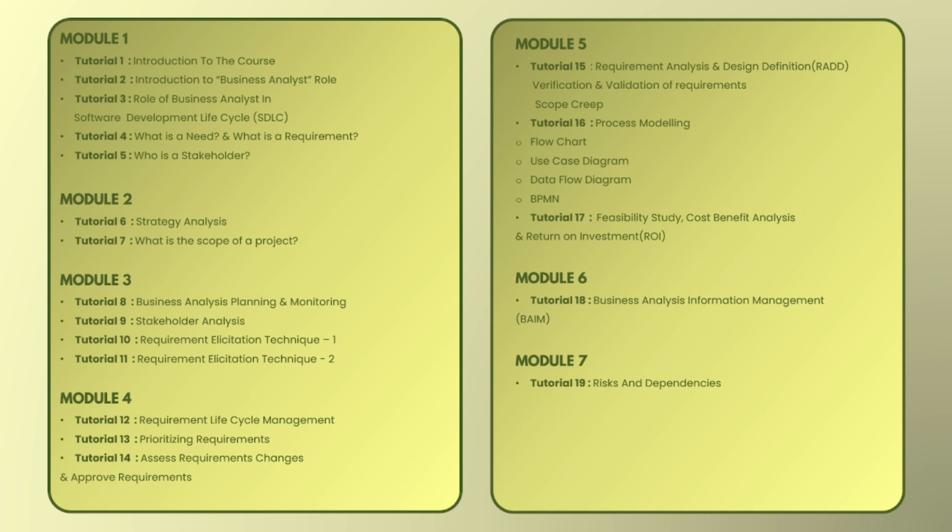Whereas Module 5 is all about requirements analysis and design definition, where we looked at defining and validating requirements, preventing scope creep, designing practical solutions using process modeling, and performing cost benefit analysis along with ROI, that is return on investment analysis. Whereas in Module 6, we explore business analysis information management, where we learn how to organize, store, and manage BA information effectively while ensuring traceability, accessibility, and reuse.